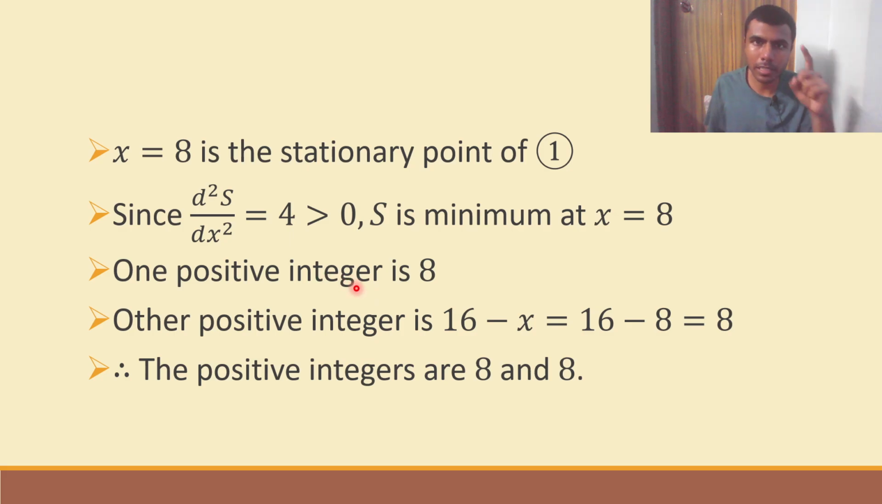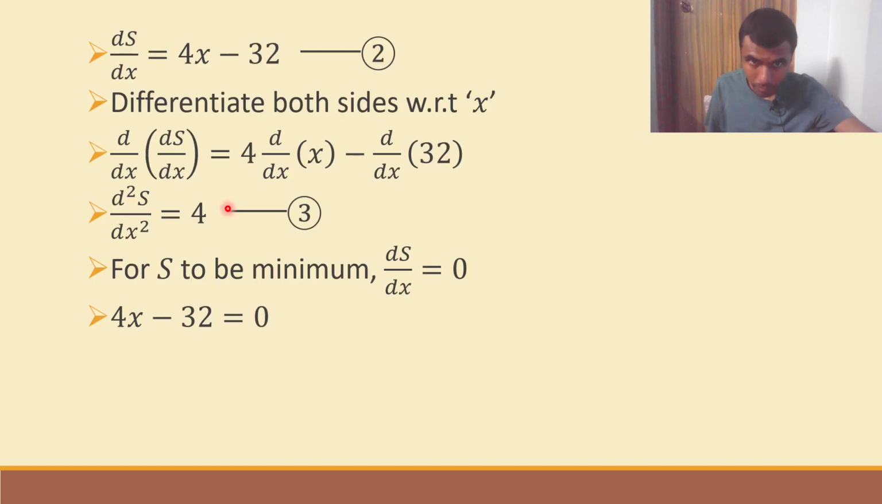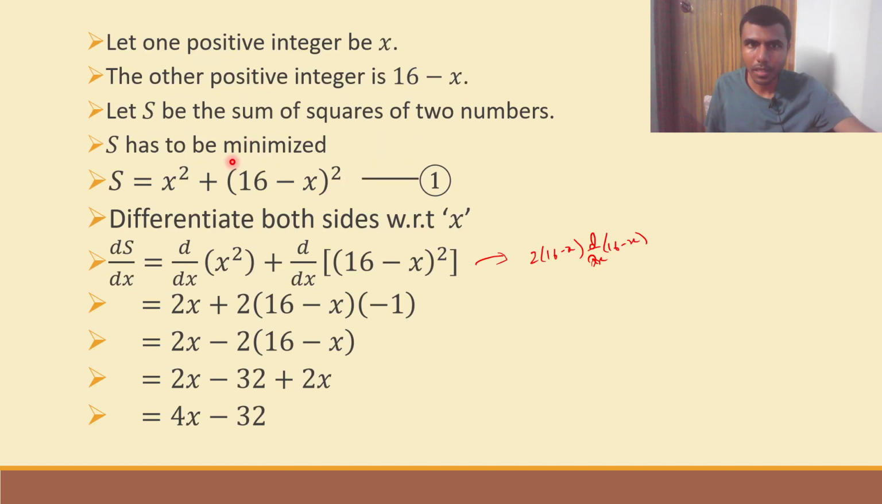One positive integer I took as x, the other positive integer is 16 minus x, which is 16 minus 8, which is 8. Therefore the two positive integers are 8 and 8. Let's do a very quick recap of how exactly it happened. Basically, I took the first integer as x, the other integer 16 minus x.